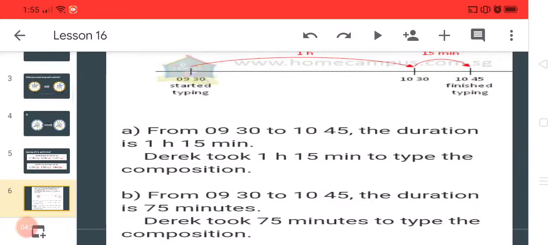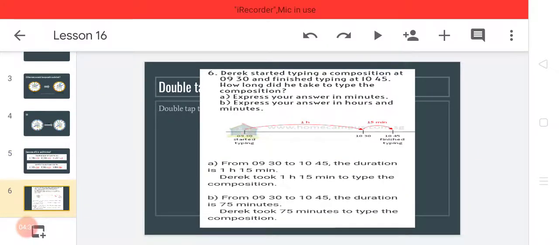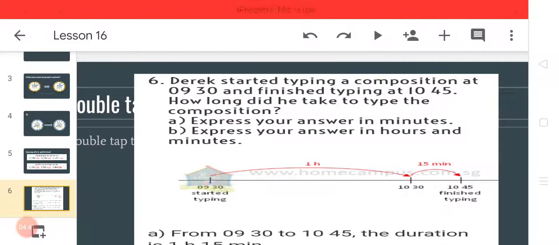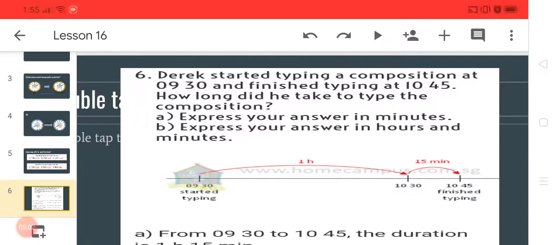Okay, there is another question. It's about the duration between the starting and ending time of typing. Question number 6: Derek started typing a composition at 9:30 and finished typing at 10:45. How long did he take to type the composition? In part A, express your answer in hours and minutes, and in part B, express your answer in minutes. Okay, you can see, for your help, a timeline is given. In this timeline, the starting time 9:30 is given and the finishing time is given.